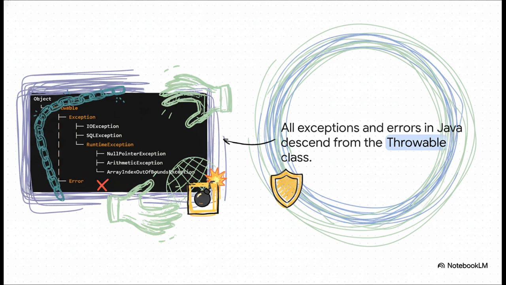From there, it splits into two big branches. On one side, you have Error. These are for catastrophic, system-level problems like running out of memory. You generally don't and shouldn't try to catch these. But on the other side, that's our world. That's the Exception branch. And that's where all the recoverable, application-level errors we've been talking about live.